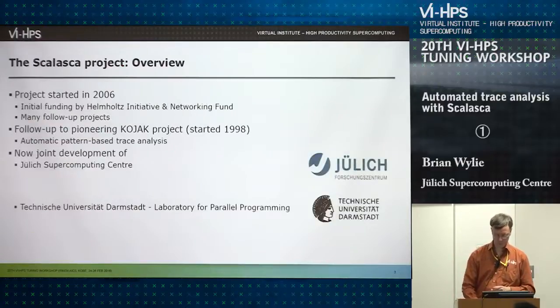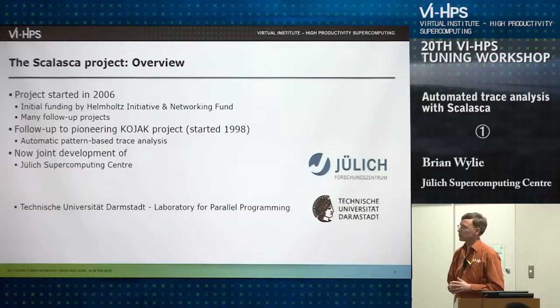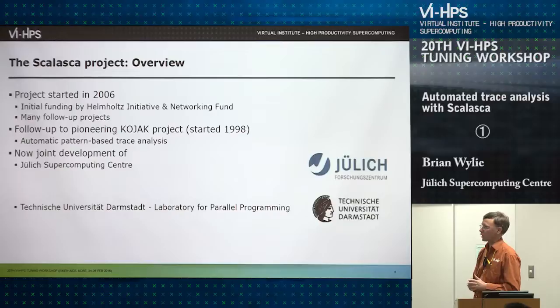This was something that started off with the Kojak project in 1998. That was based on a serial trace analysis. Since then, we found the limitations of that as we had to work with larger machines and larger traces. So around 2006, we started the Scalasca project. When we got our first Blue Gene systems, that forced us to look into a parallel trace analysis, and that was done at the time with the local German research school. Our colleague Felix Wolf is now at the Technical University in Darmstadt.